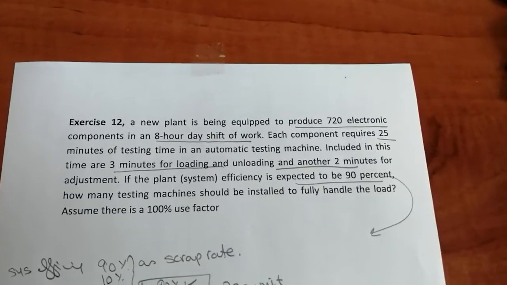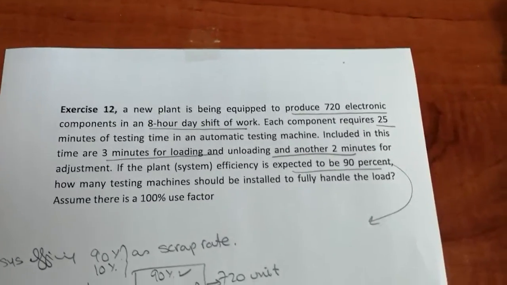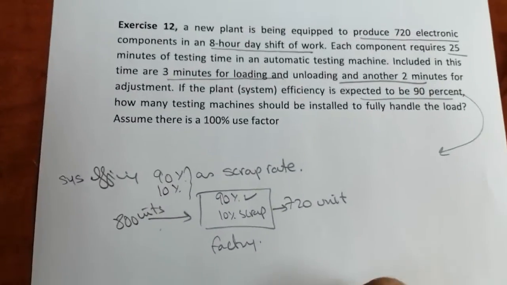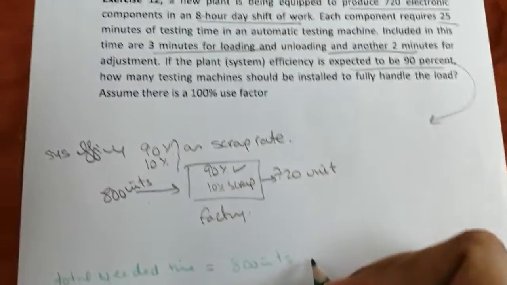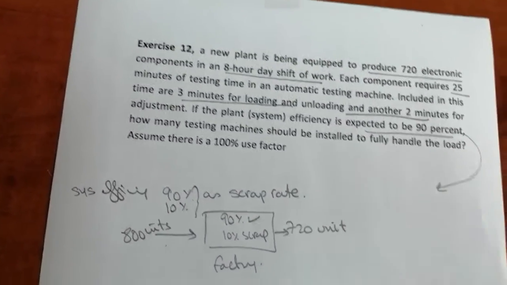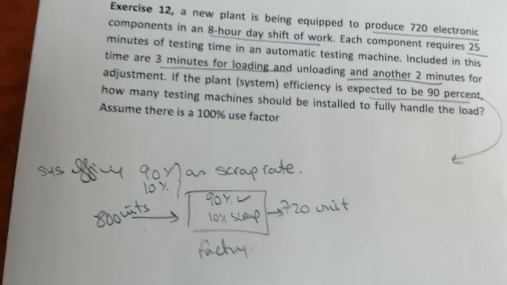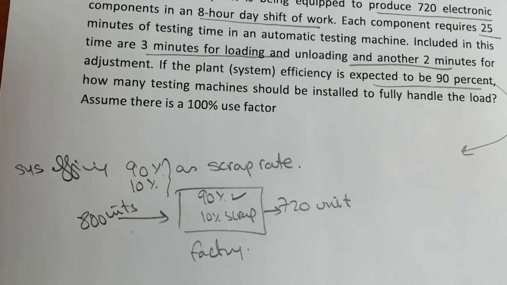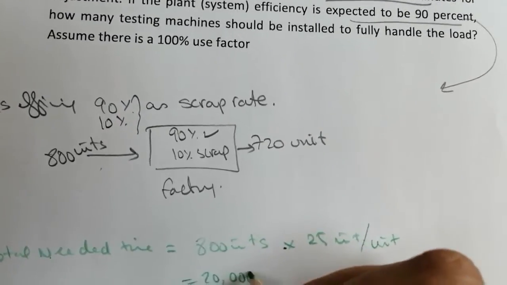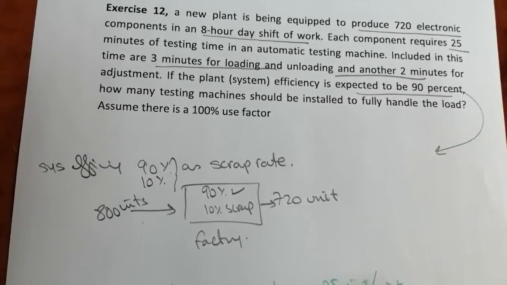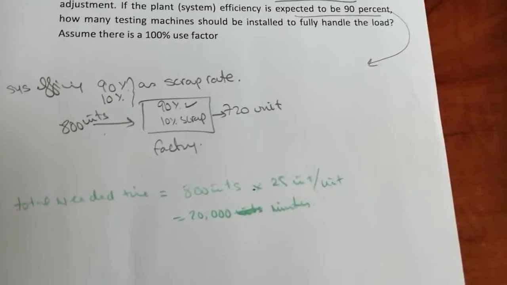We need to find enough time to produce 800 units. So the total time needed is equal to 800 units times 25 minutes per unit. So 800 times 25 is 20,000 units, or excuse me, minutes. So we need 20,000 minutes in order to accomplish the job.